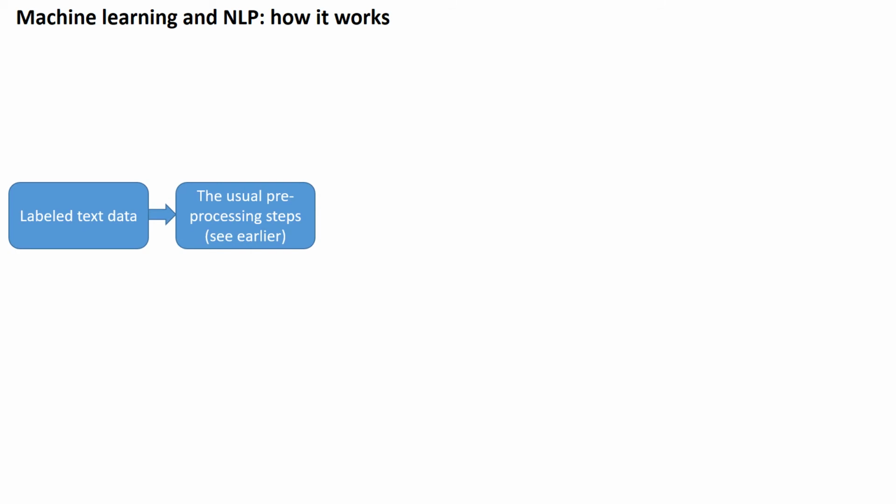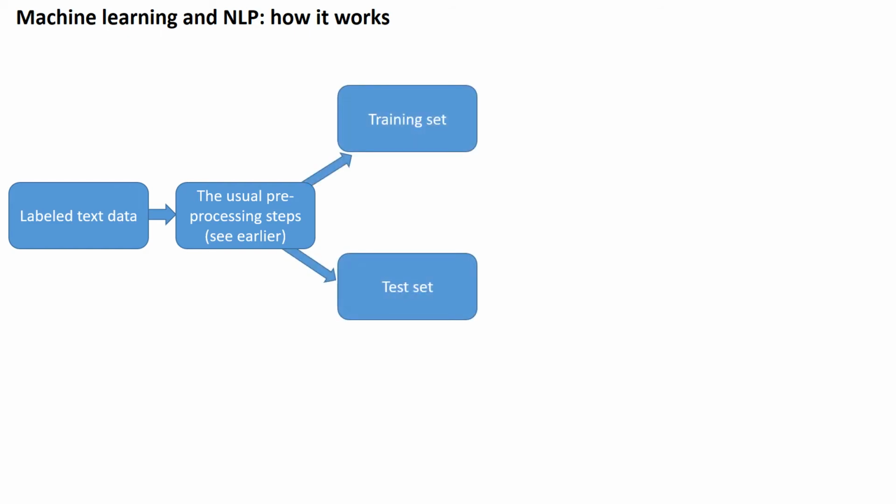And then we just do the usual pre-processing steps such as tokenization and lemmatization that we discussed earlier. Then we split our example data in a training set and a test set. A training set is the set of data that we will use to actually train our model on. So most of the data will come in our training set. Let's say 80%. The remaining 20% will constitute our test set.